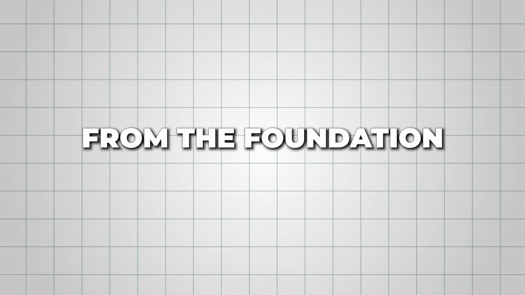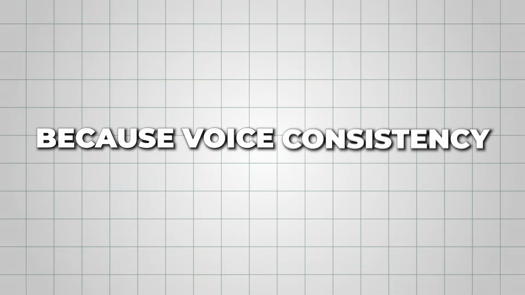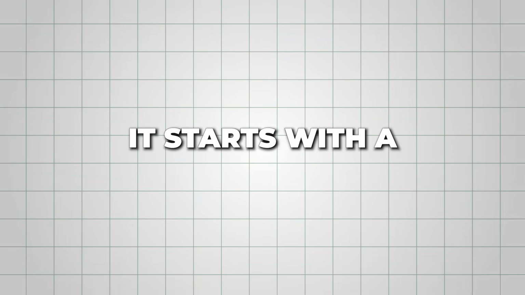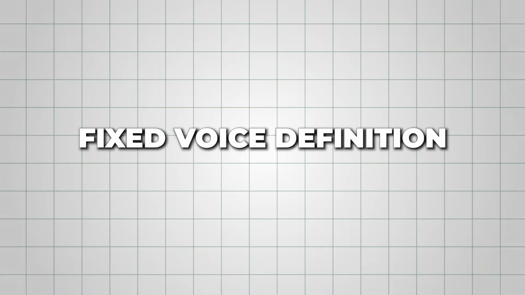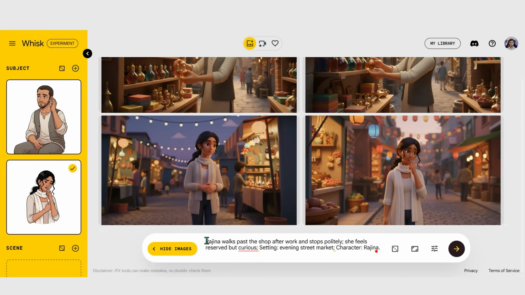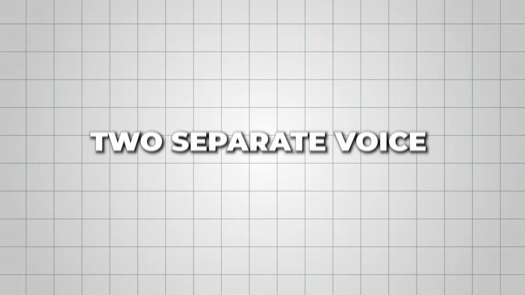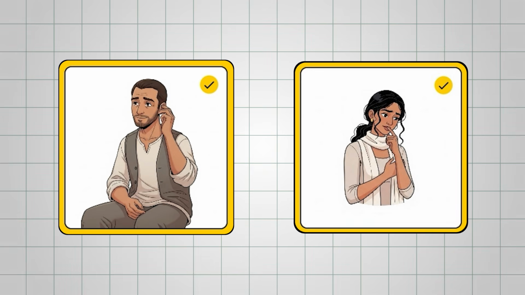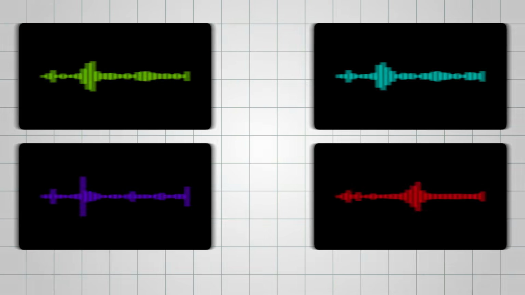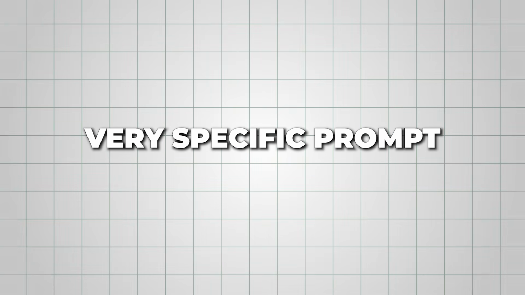Let's start from the foundation, because voice consistency doesn't actually start inside Grok. It starts with a fixed voice definition, and for that, we'll use ChatGPT. In this story, we have two characters, so we need two separate voice profiles, one male and one female. Each voice is created individually using a very specific prompt.